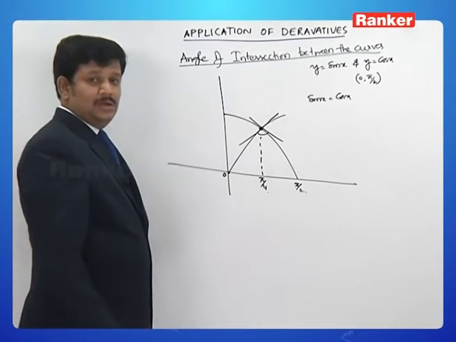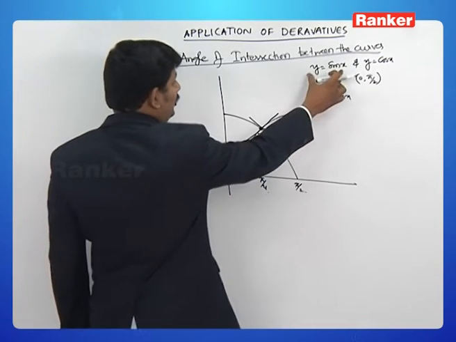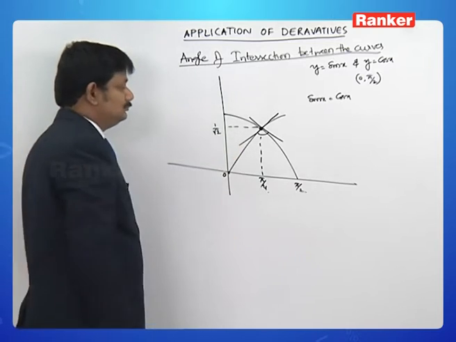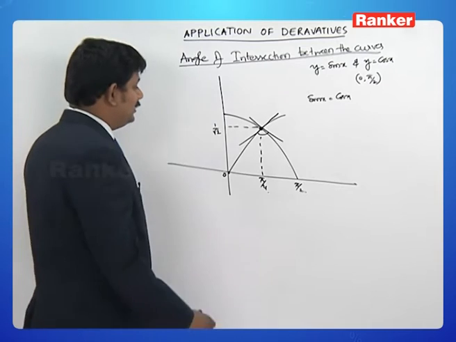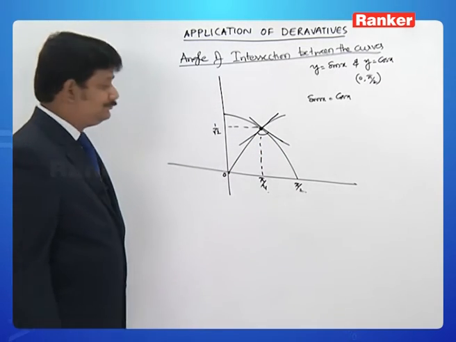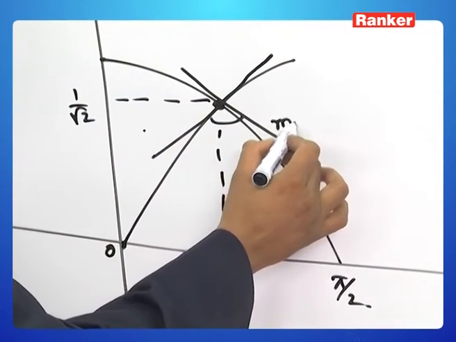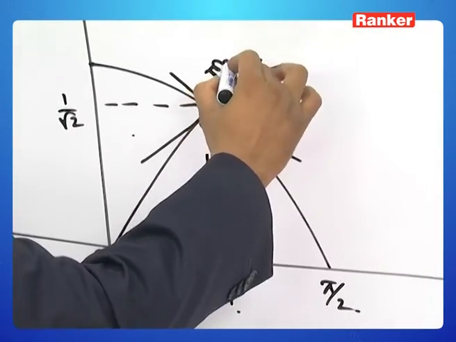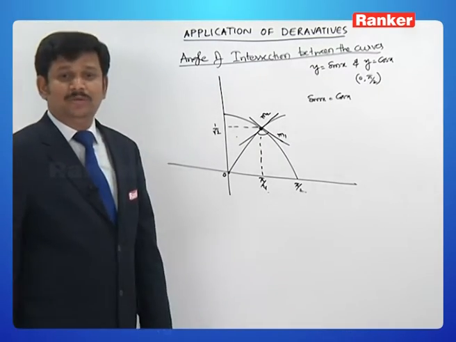So, abscissa of the point of intersection is pi by 4, and at that point ordinate would be sin pi by 4, which is 1 by root 2. So, point of intersection is pi by 4 comma 1 by root 2, and at this point we want to find angle between the curves.